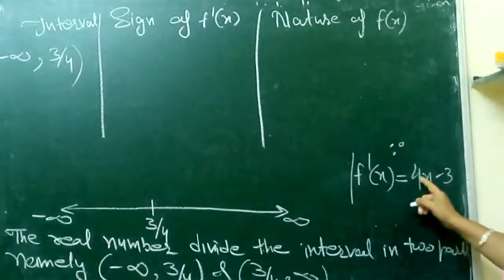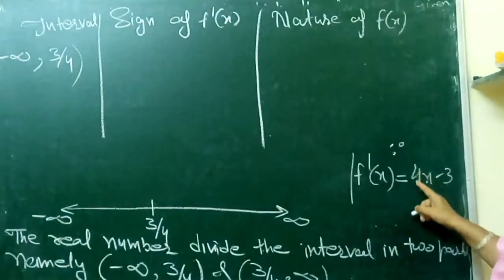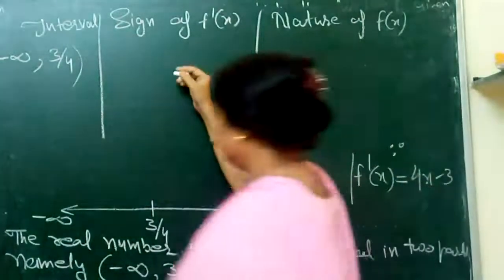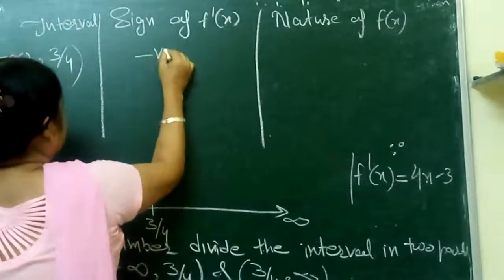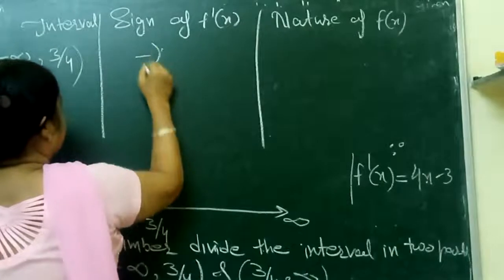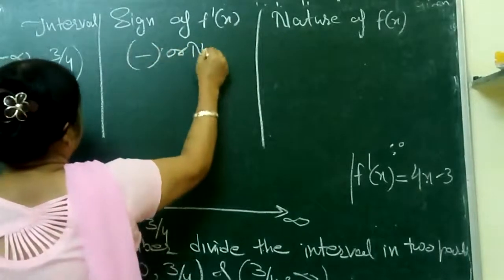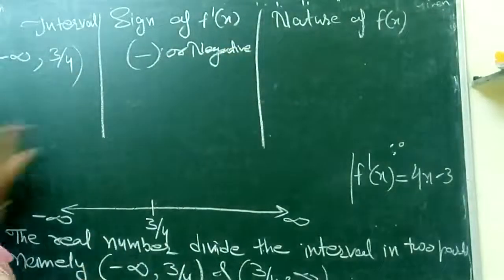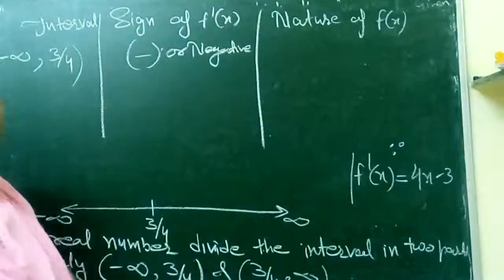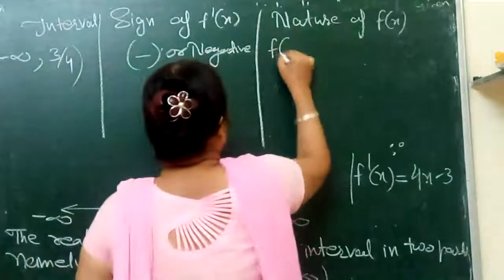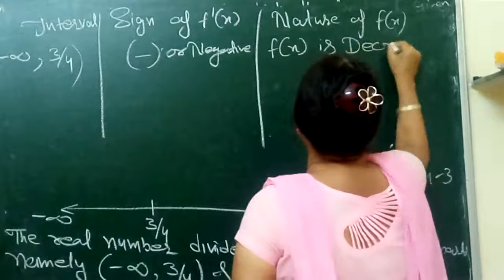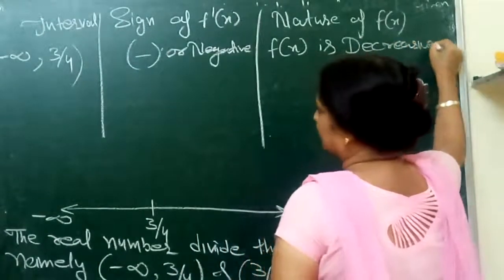When we put here minus 1, what will come here? 4 into minus 1, that is minus 4, and minus 3. The value is coming here negative. So we will write here the value is negative. It means what is the nature of f of x? F of x is decreasing, because the value is coming here less than 0.